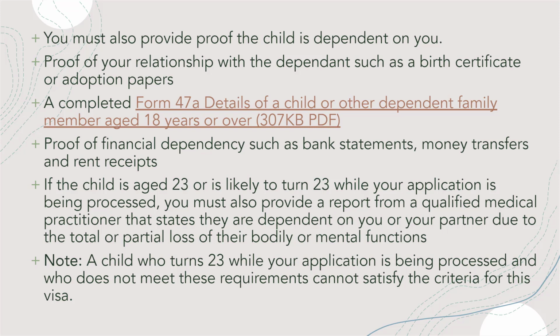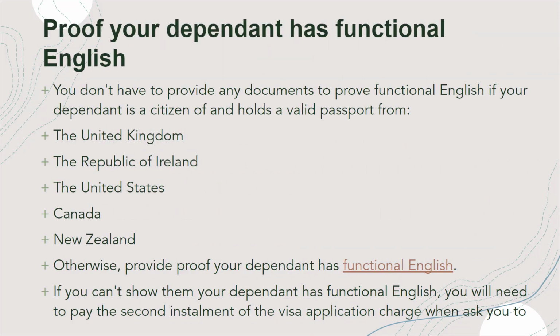Note, a child who turns 23 while your application is being processed and who does not meet these requirements cannot satisfy the criteria for this visa. You don't have to provide any documents to prove functional English if your dependent is a citizen of and holds a valid passport from the United Kingdom, the Republic of Ireland, the United States, Canada, New Zealand. Otherwise, provide proof your dependent has functional English.